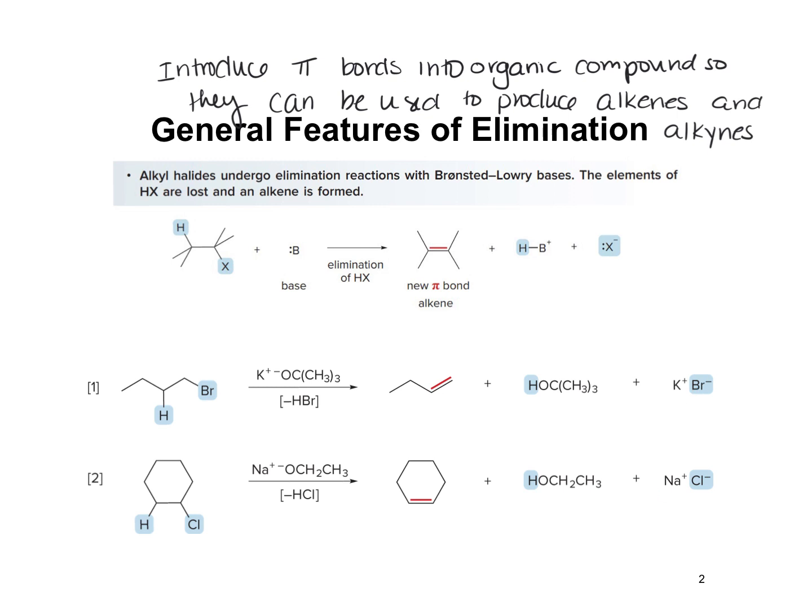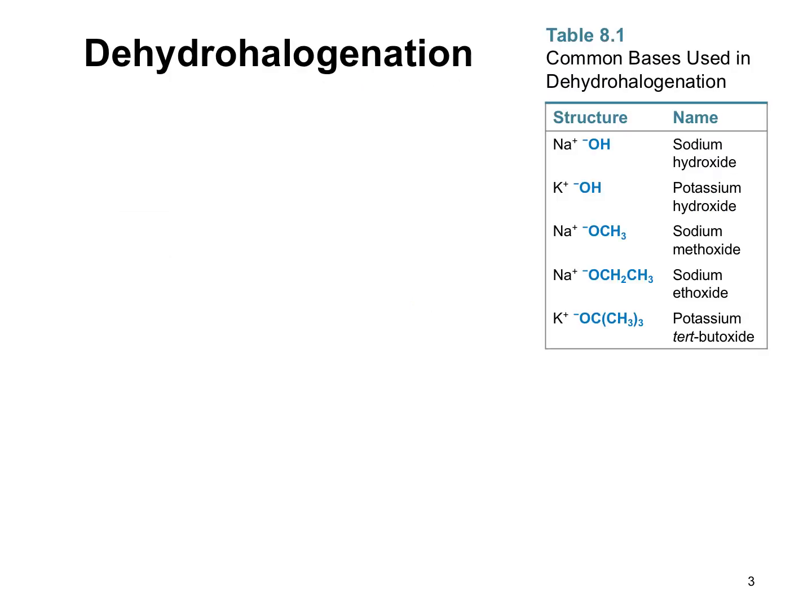Now, removal of this HX is one of the most common methods to introduce a pi bond and prepare an alkene, and this is also called dehydrohalogenation. De- a lot of times just means to remove, and then we have hydrohalogenation. So if we're talking about removal, and hydro refers to the H, and then halogen refers to one of the halogens, that's where this name comes from.